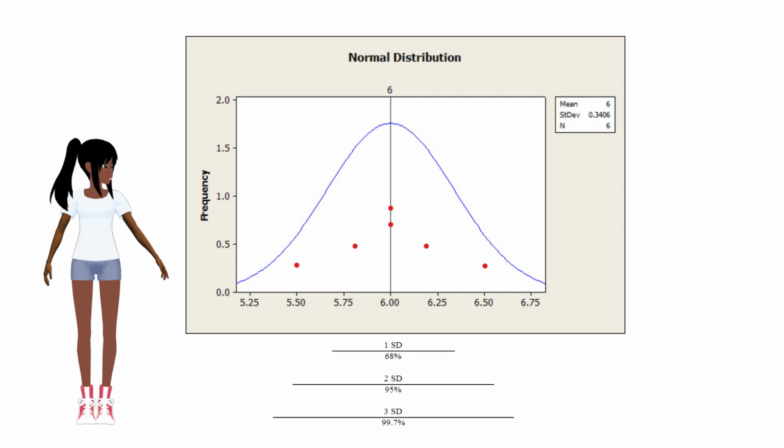Notice that 3 standard deviations represents 99.7% of the area. That is so close to 100% of the area under the curve that if a data point is outside of 3 standard deviations, it can be considered not part of the normal distribution.